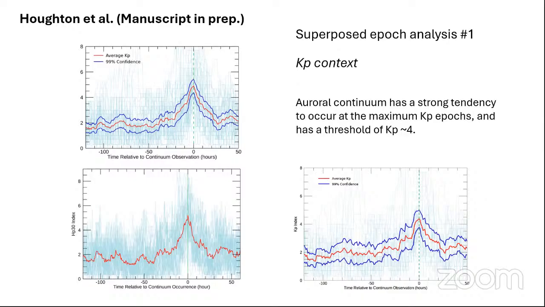So one may question that the Kp has a kind of low resolution of 3 hours. In this regard, we also examined the Hp30 index, which has 30 minutes resolution, and found that the general pattern remains unchanged at all.